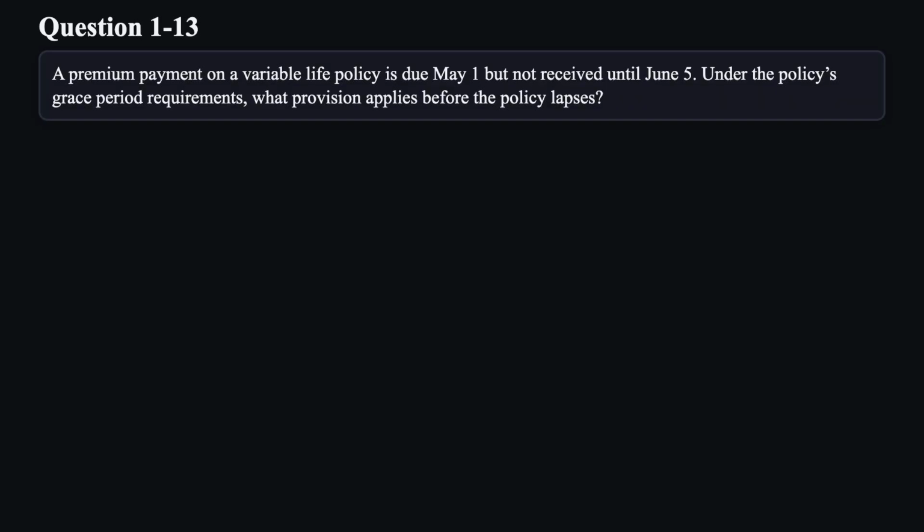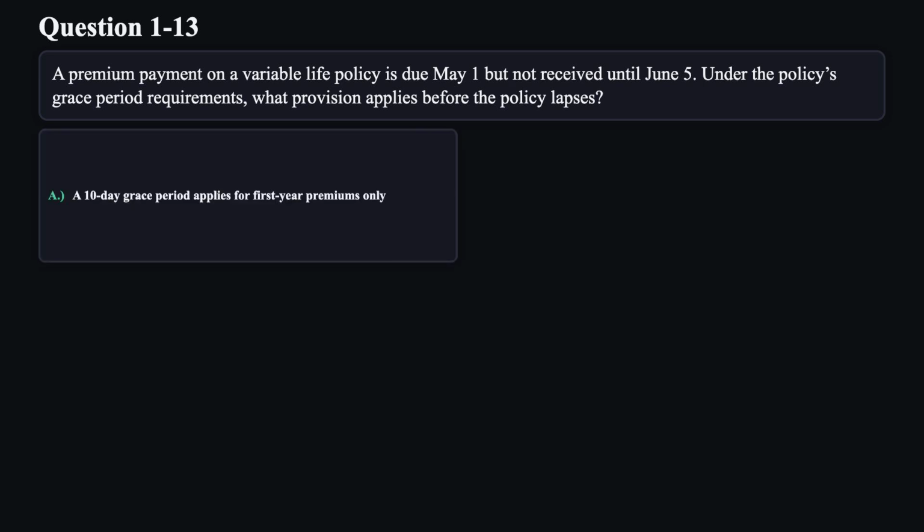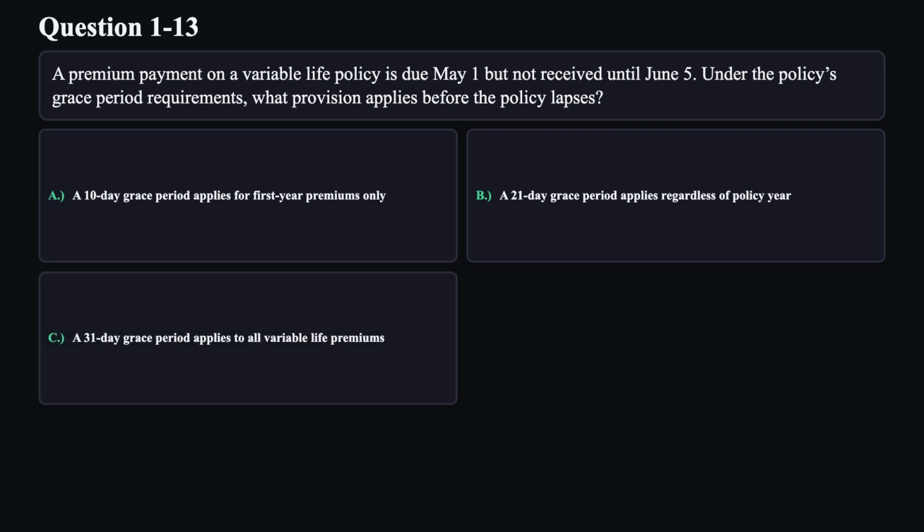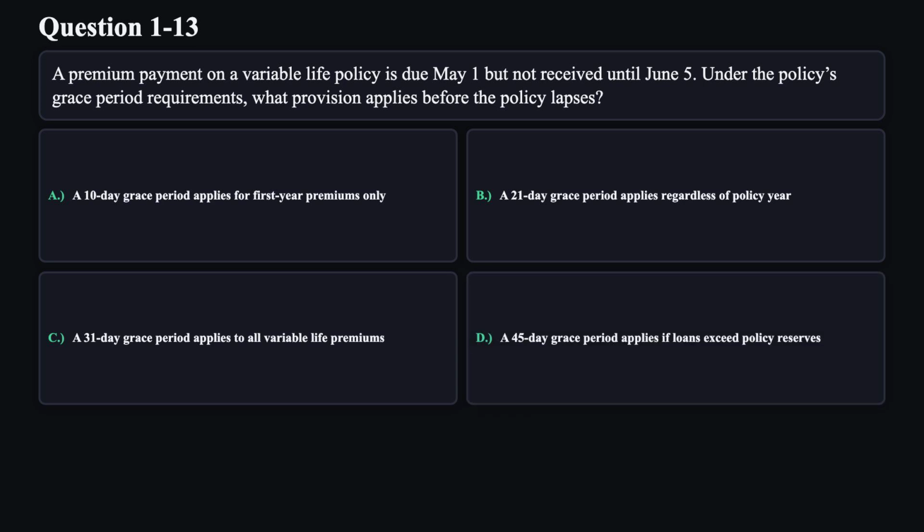Question 13. A premium payment on a variable life policy is due May 1st, but not received until June 5th. Under the policy's grace period requirements, what provision applies before the policy lapses? A. A 10-day grace period applies for first-year premiums only. B. A 21-day grace period applies regardless of policy year. C. A 31-day grace period applies to all variable life premiums. D. A 45-day grace period applies if loans exceed policy reserves.